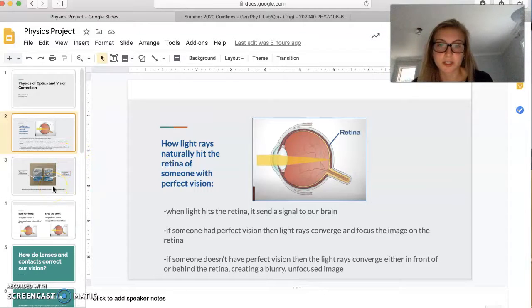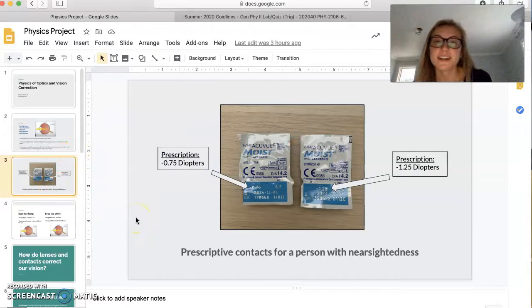a blurry, unfocused image. So this is an example of contacts, and these are my brother's contacts. I have almost the exact same prescription as him, but here it says that he has negative 0.75 diopters in his left eye, and in his right it's negative 1.25 diopters. And these are his corrective lenses for his nearsightedness.